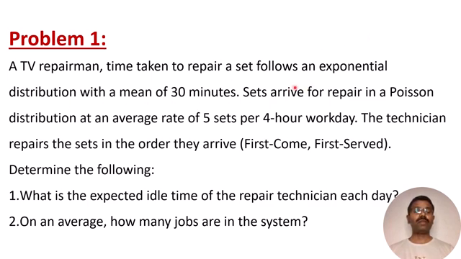Now let us carefully read this problem. Here the TV repairman's time taken to repair a set follows an exponential distribution with a mean of 30 minutes. That means he is taking 30 minutes to repair one TV set. So that means this is the service he is doing, and service is nothing but the departure rate. And then he also said the sets arrive. That means the arrival rate is 5 sets per 4 hours. So that is the arrival rate. If you know these two, then the remaining things can be easily found.